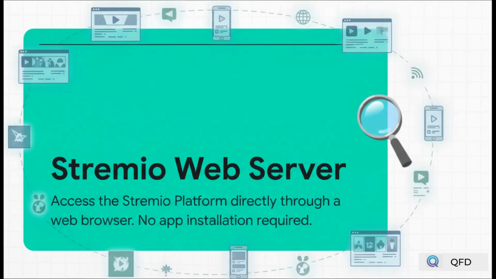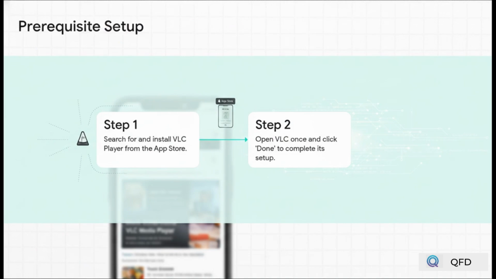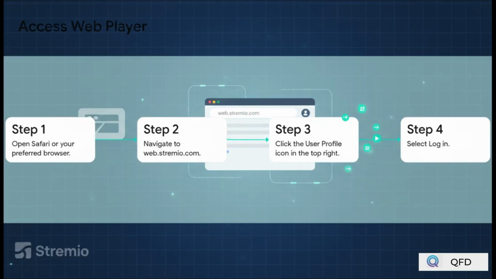Let's dive in. So the secret is the Stremio web server. It lets you use your account right in a browser. Okay, first things first, you need to grab the free VLC player from the App Store. Super important. All right, now just open Safari or whatever browser you use and go to web.stremio.com to log in.